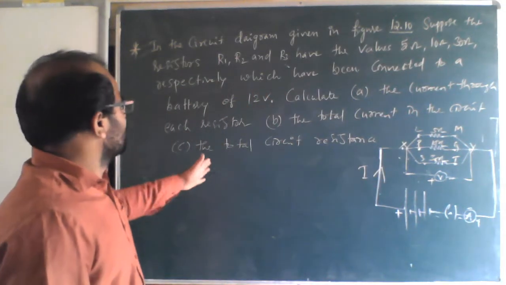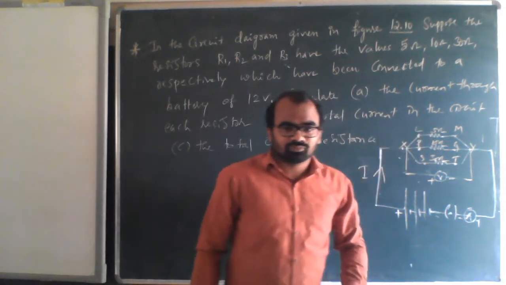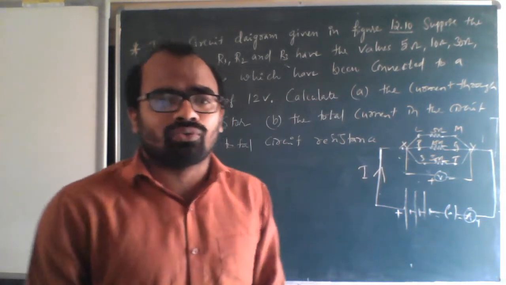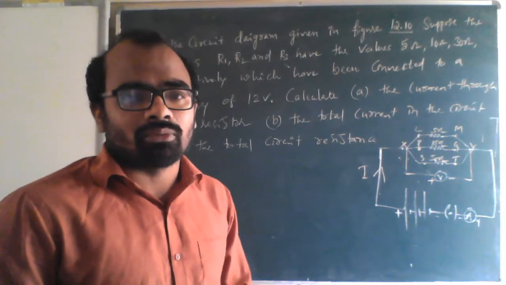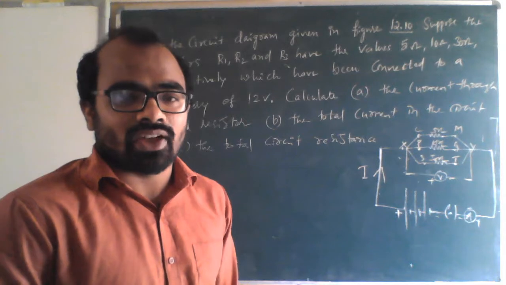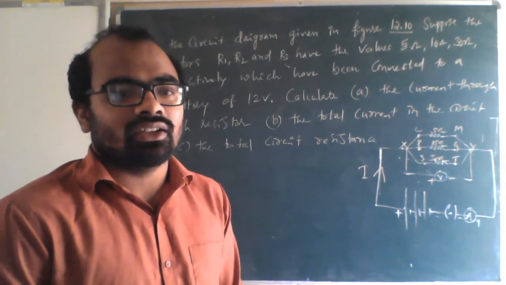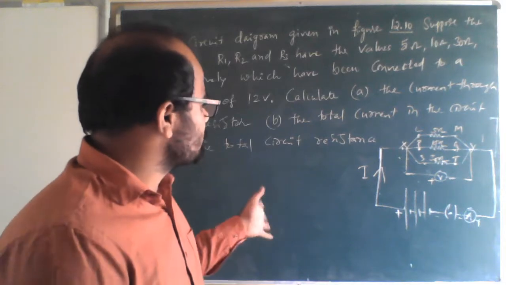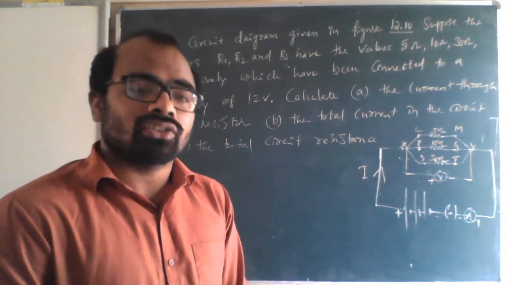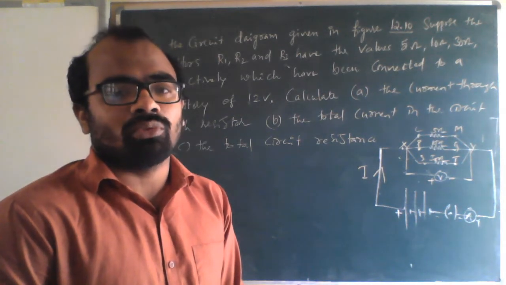Third one, the total circuit resistance. They are in parallel, which means 1 by Rp equals 1 by R1 plus 1 by R2 plus 1 by R3. So we can find it that way. I hope I have given some hints. I will solve this problem in the next class, but you try to solve all the three problems A, B, C.